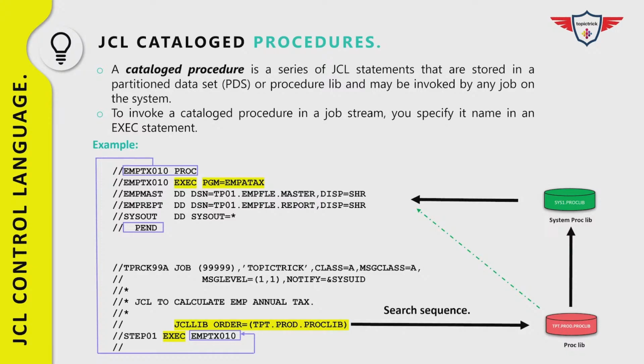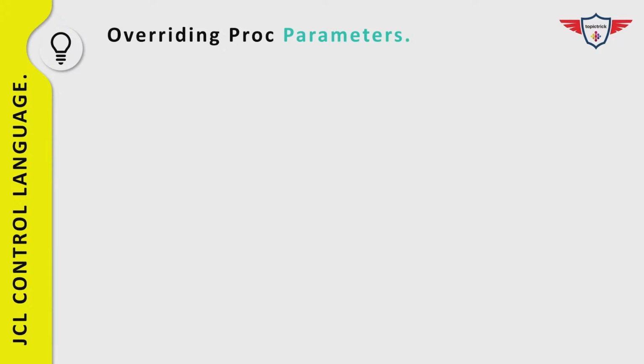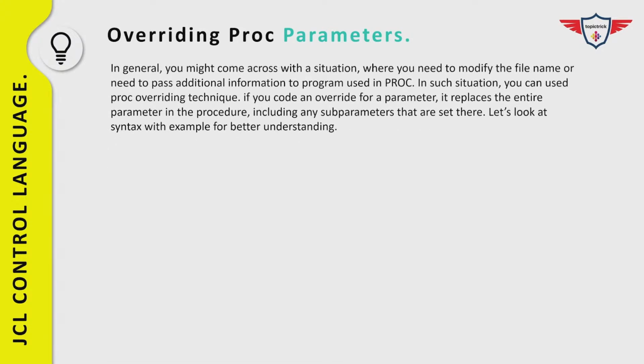Now let's talk about two important topics. First one is how to override different parameters in a proc, and second one is symbolic parameters. Before we discuss symbolic parameters, let's try to understand how to override different parameters in a proc. In general, you might have come across a situation where you need to modify the file name or pass additional information to the program which is used in a proc or procedure. In such a situation, you have two options. First one is you go back and change your proc or your JCL. And the second option is you can use the proc overriding technique.